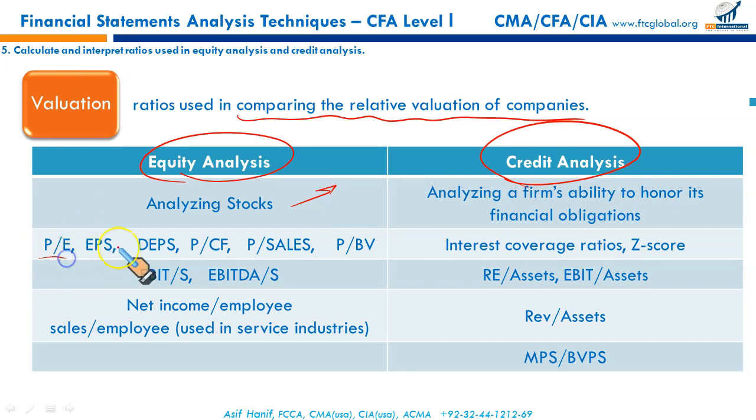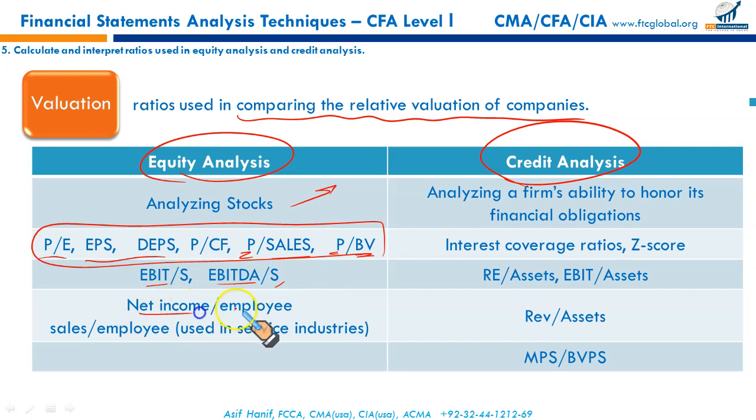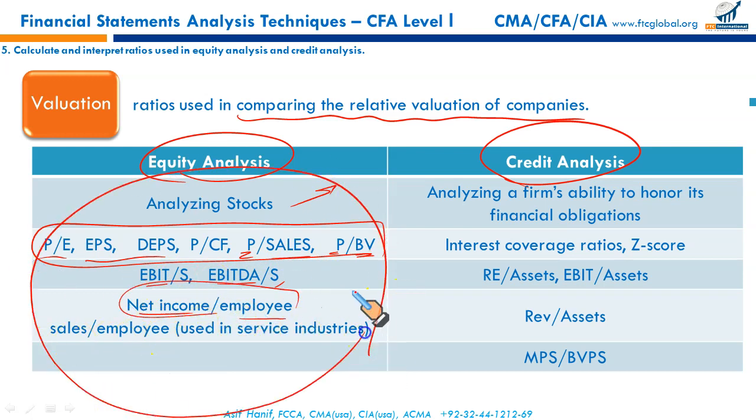Price earning ratios, price earning multiples, EPS, DPS, already discussed. Market price on cash flow ratios, market price over sales per share, market price per share over book value per share. These are all ratios that we use in analyzing stocks. Or it could be earning before interest and tax per share upon sales, or EBIT upon sales, net income upon employees, or sales per employee. So these are all the ratios which will be used in different contexts for equity analysis.